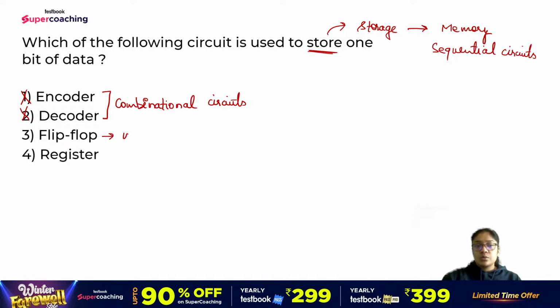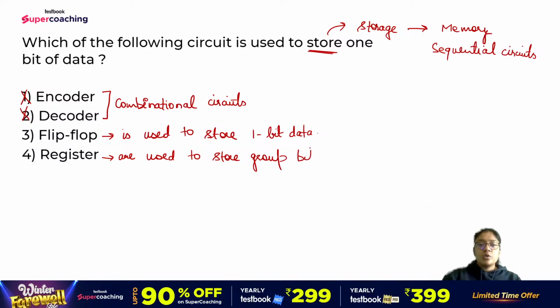Flip-flop is used to store one bit data, whereas registers are used to store group of bits. What if I want to store 4 bits? अगर मुझे 4 bits store करवानी है, how many flip-flops should be grouped? How many flip-flops should be connected in order to store 4 bits of data?